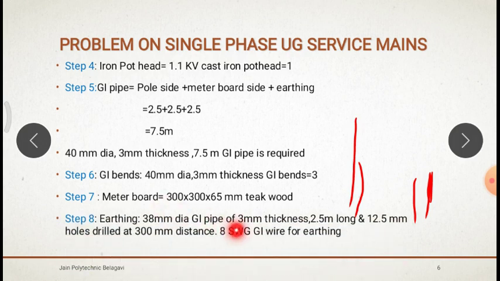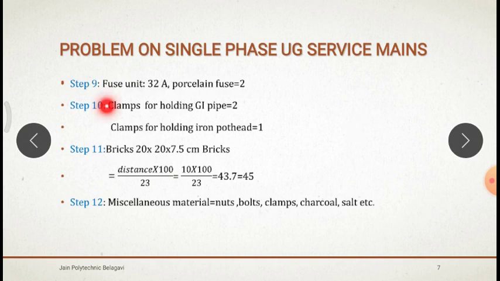And for earthing, we added only 2.5 meter here. Next is the 8 SWG GI wire for the earthing. Everywhere it is the same earthing specification, so always keep that point in mind. The next step is the fuse unit.